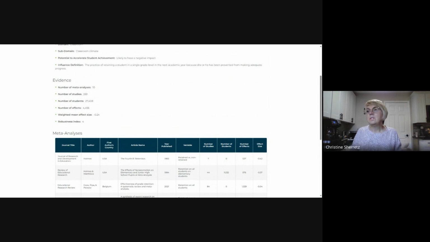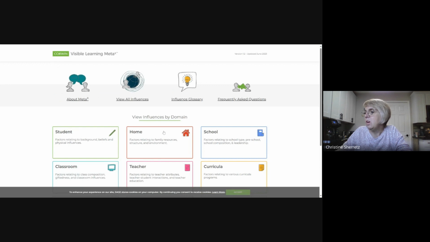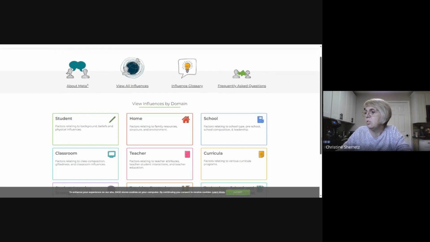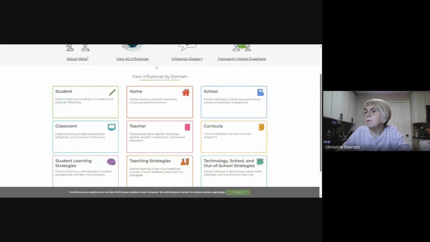So this shows that all the research shows that retention is not helpful, but yet we still do it all the time. Retain, retain, retain. I don't understand why we do practices that have absolutely no research, but we do. So you can go back and you can look up different strategies and things that we do. We have student, homeschool, curricular, teacher, and so forth.